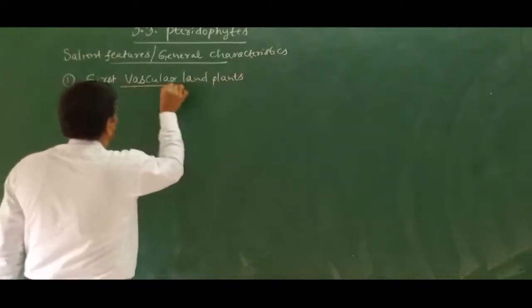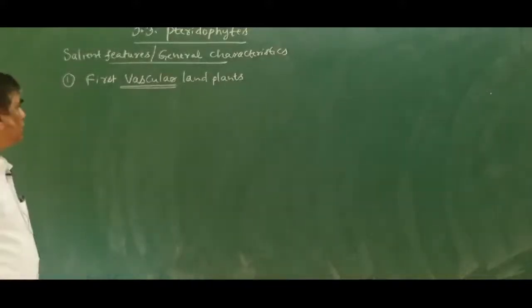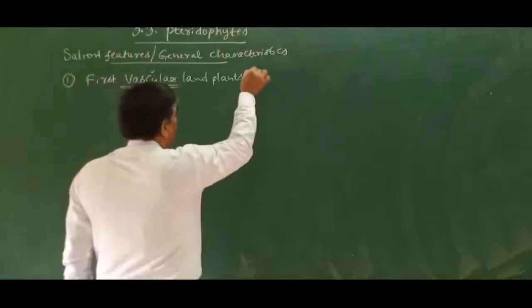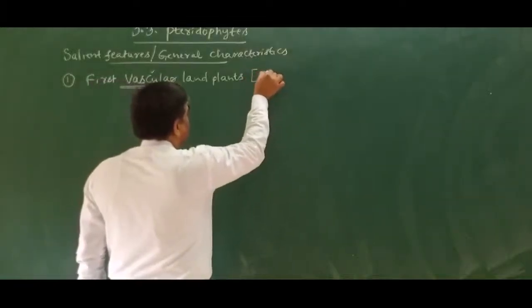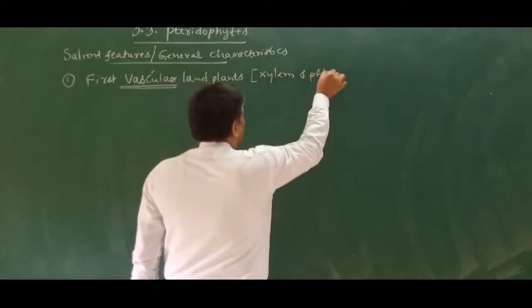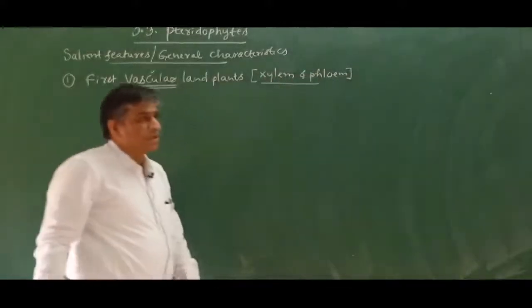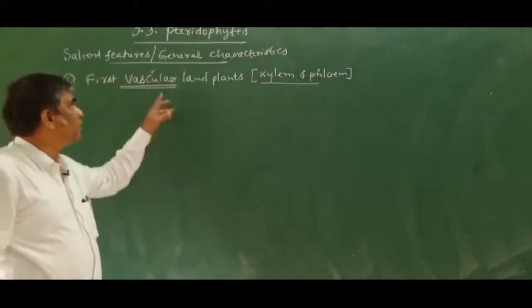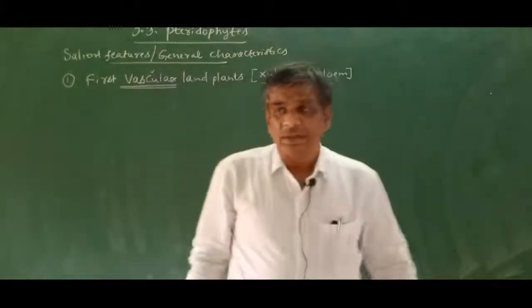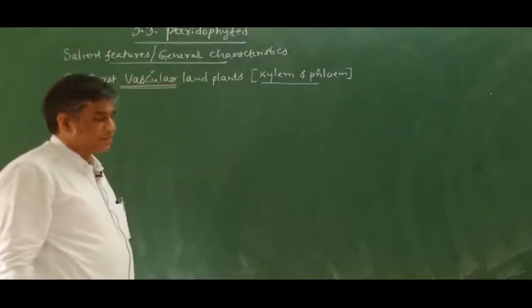These are the vascular land plants. The meaning of vascular land plants is that they have tissues like xylem and phloem. These are the first plants to possess vascular tissues like xylem and phloem. Therefore, these plants are known as vascular plants or vascular land plants.